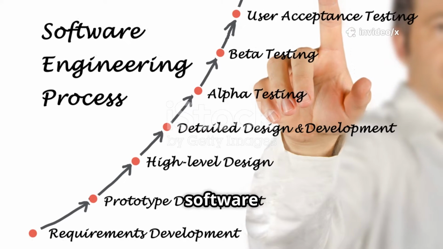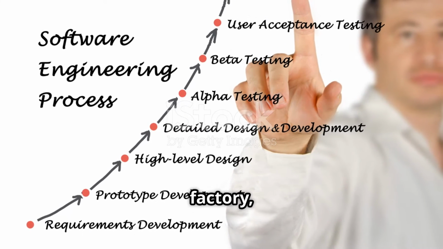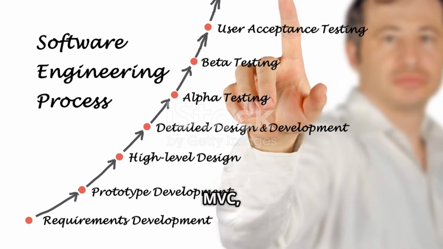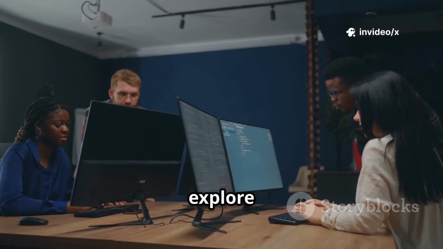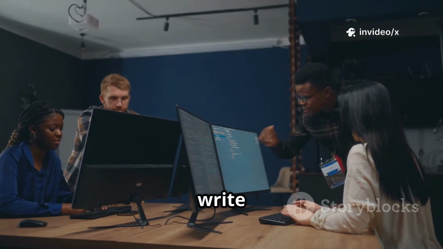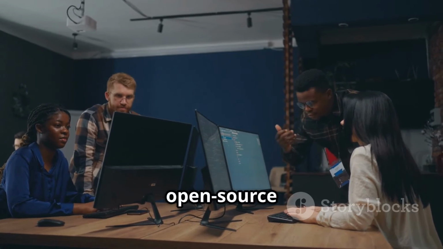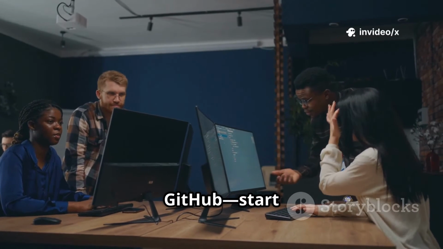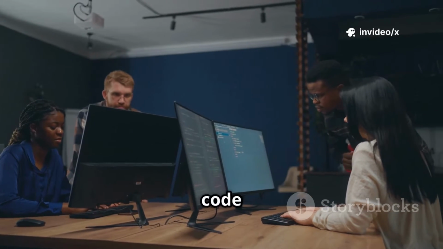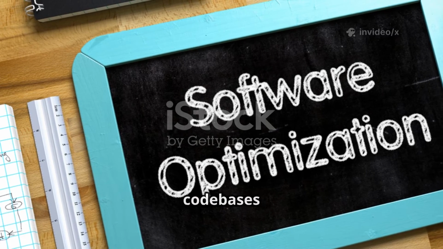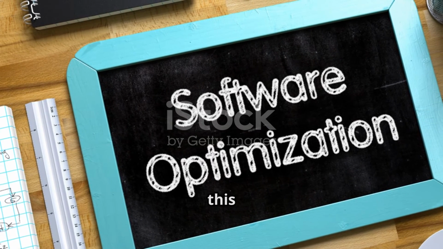For those drawn to software engineering best practices, dive into design patterns, singleton, factory, observer, and architectural styles, MVC, microservices, by refactoring existing projects, and explore testing frameworks like PyTest to write unit and integration tests, ensuring robustness. Contribute to open-source projects on GitHub. Start with Good First Issue labeled tasks to understand collaborative workflows and code reviews, which expose you to real-world codebases and documentation standards. Performance optimization becomes crucial at this stage.